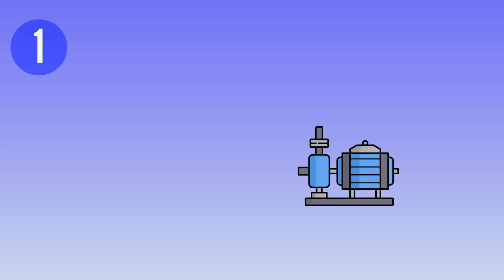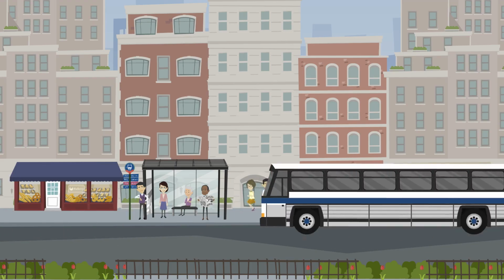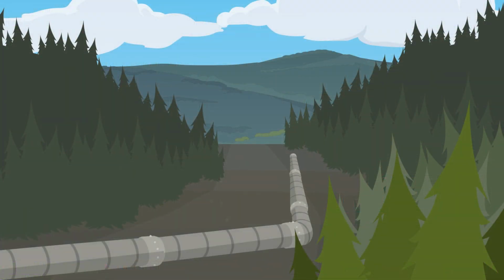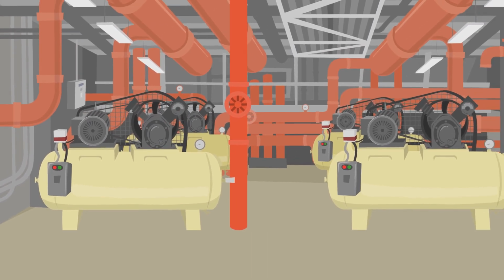The first step in the wastewater treatment process is pumping. Wastewater is moved from homes and businesses to the treatment plant by gravity. If the plant is located above ground level, then the wastewater needs to be pumped up to the facility.